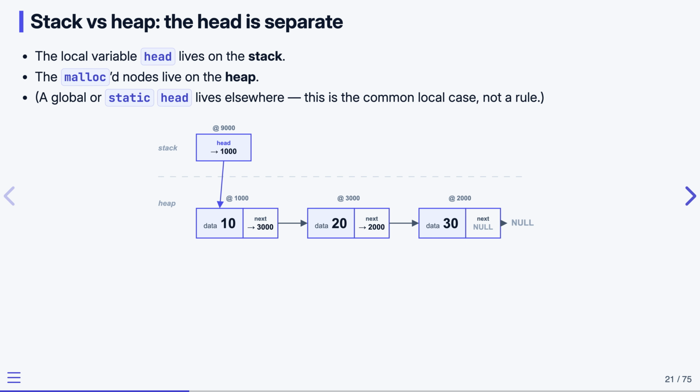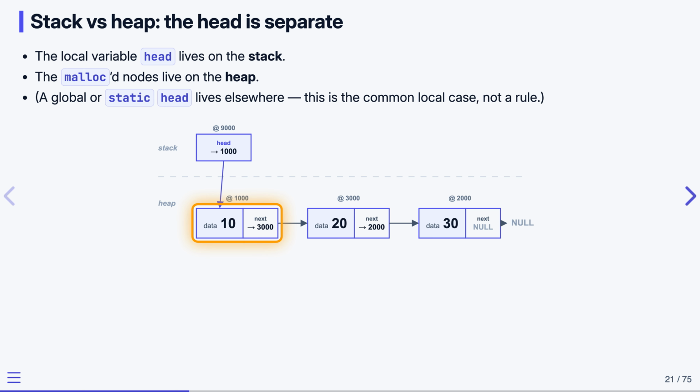Now the full picture. Here, head is a local variable, so it lives on the stack. The malloc nodes live on the heap. If head were global or static instead, it would live somewhere else, so this is the common case, not an absolute rule. Up here on its own is head. It is a single pointer and it sits apart from the nodes on the stack. Its only job is to hold the location of the first node. Here it holds 1000.